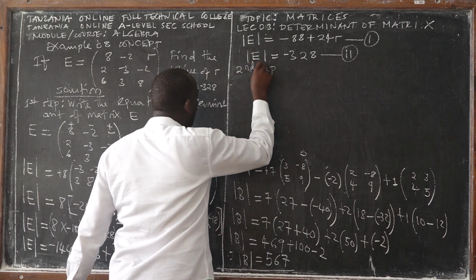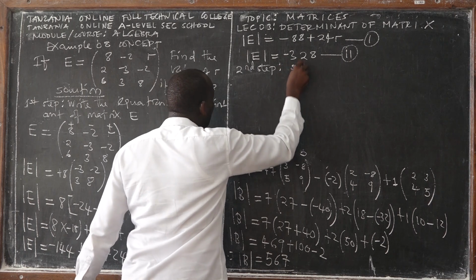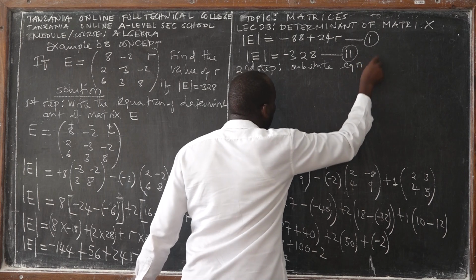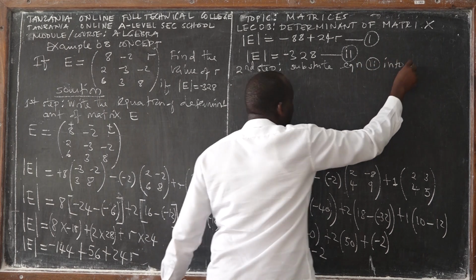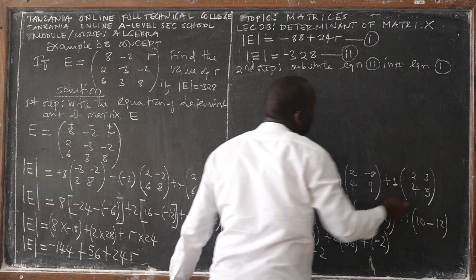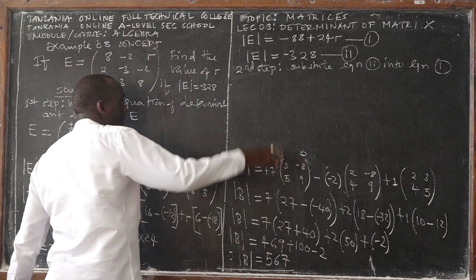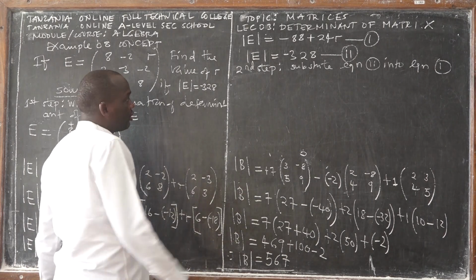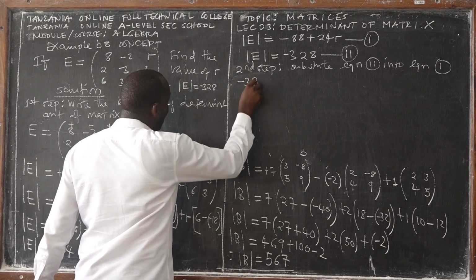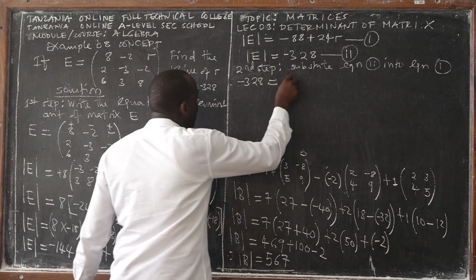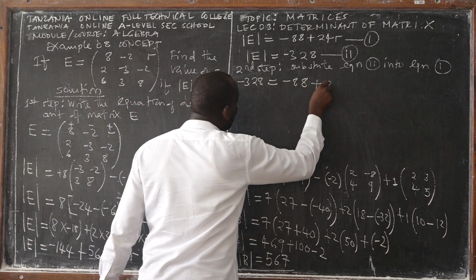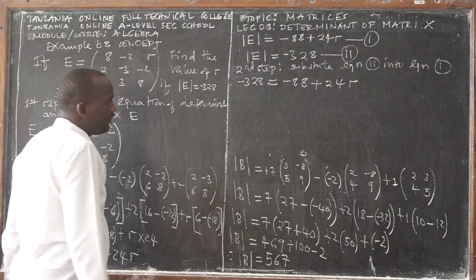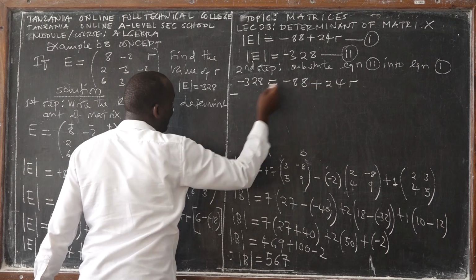So the second step, because we are looking for the value of R, we say that substitute equation 2 into equation 1. So how do we substitute? Remember that the left-hand side of equation 1 is equal to the left-hand side of equation 2. So for that case, you have negative 328 is equal to negative 88 plus 24R. Okay?